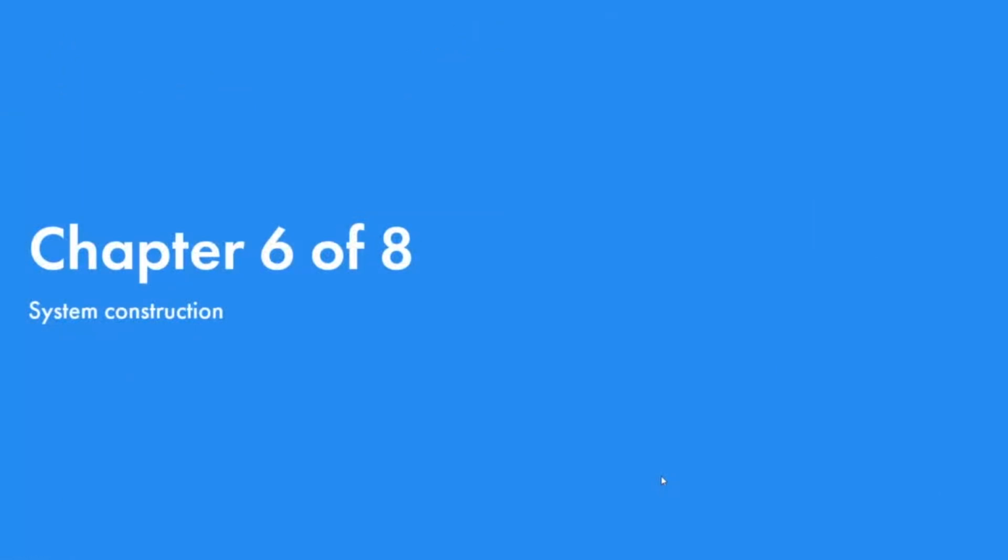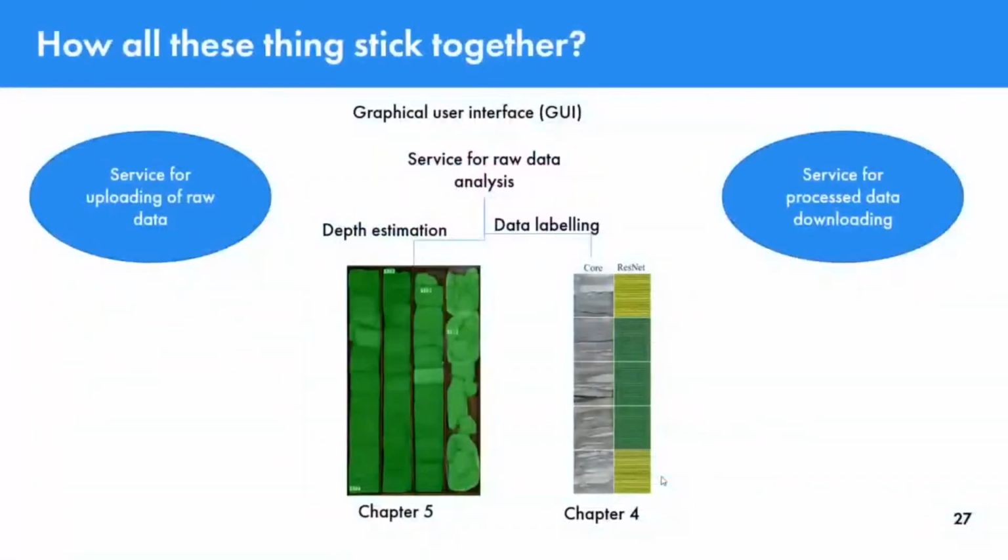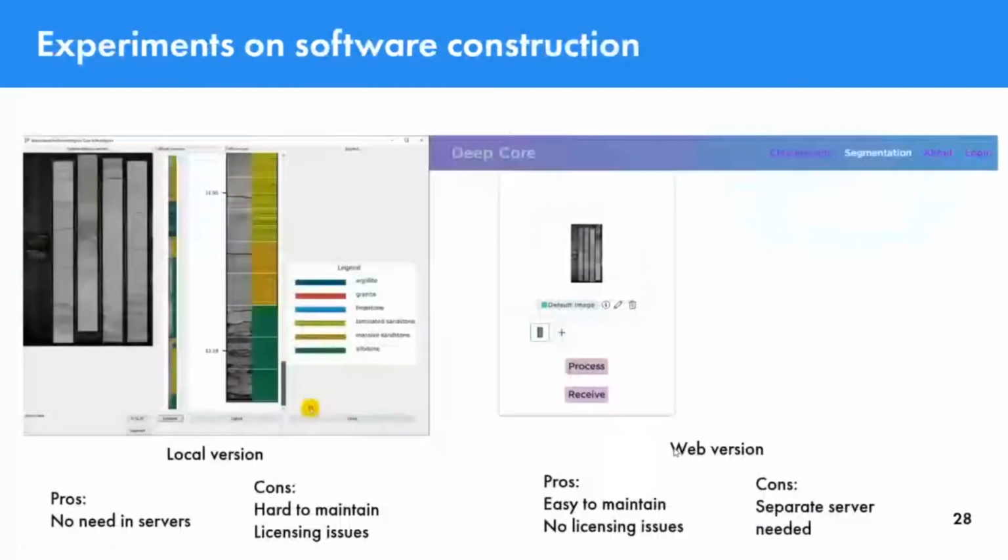Then all the algorithms were united in a system. The main idea here is to first use the segmentation algorithms to extract the core columns and reference the depths, and then do the data labeling with classification algorithms. Well, the idea is simple, but the methods by which it could be implemented could differ. So several software architectures were tested. First is local, and the other is a web application. There are some pros and cons.